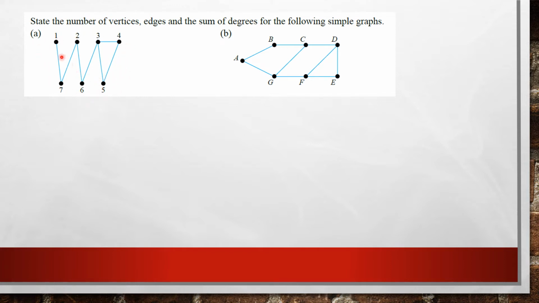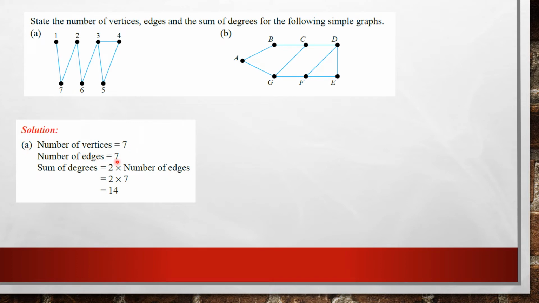Number of vertices, we have in total 1, 2, 3, 4, 5, 6, 7. So the number of vertices is 7. Number of edges: how many lines? 1, 2, 3, 4, 5, 6, 7. Also 7. And the sum of degrees is 2 times the number of edges, 2 times E. So 2 times 7, you have 14, the answer.